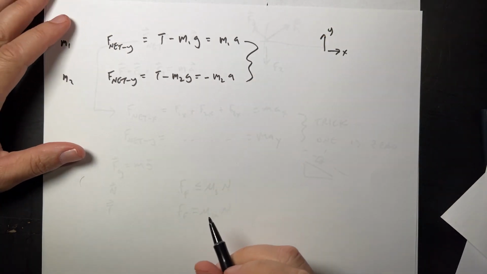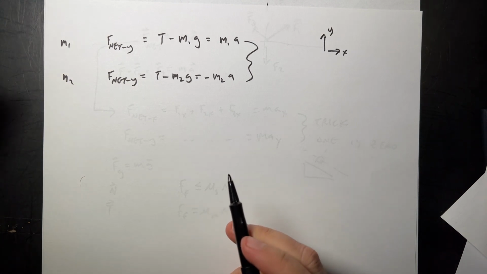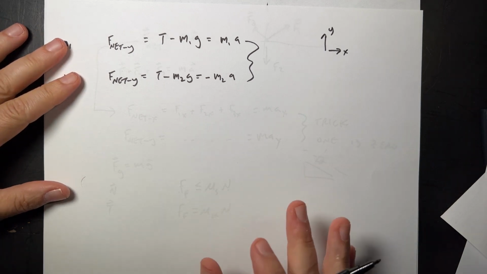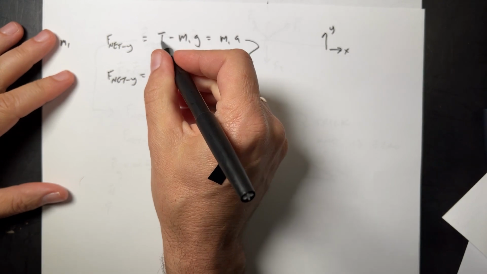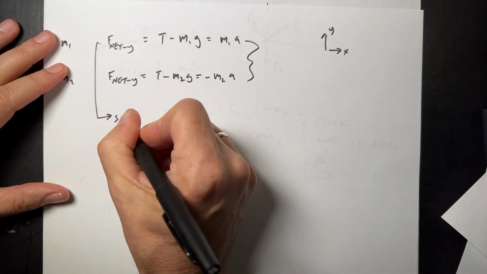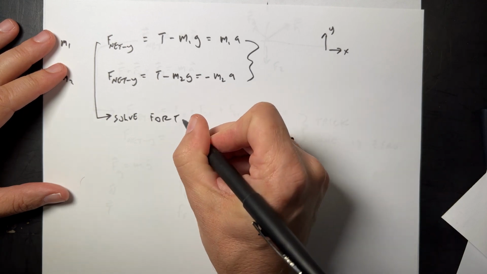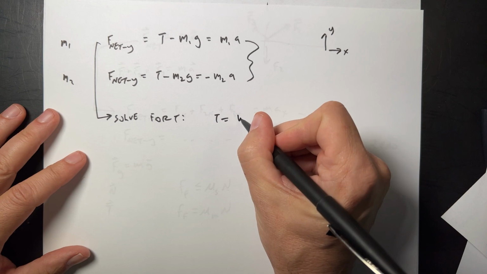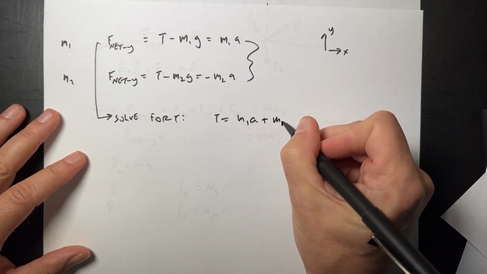Now, it is possible to subtract or add equations, and that's often a good trick. I'm not going to do that because there's cases where it doesn't really work, so I'd rather just solve. Let's solve this for T and substitute that in here. So I'm going to solve this for T. I'm going to add m1g to both sides. I get m1a plus m1g.